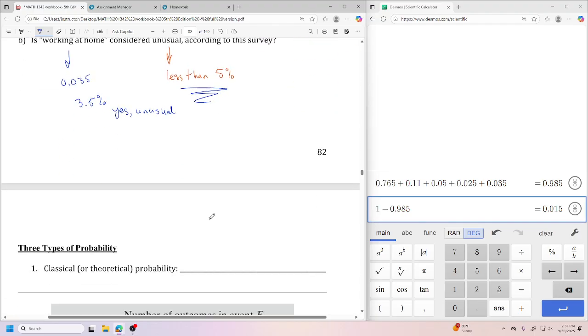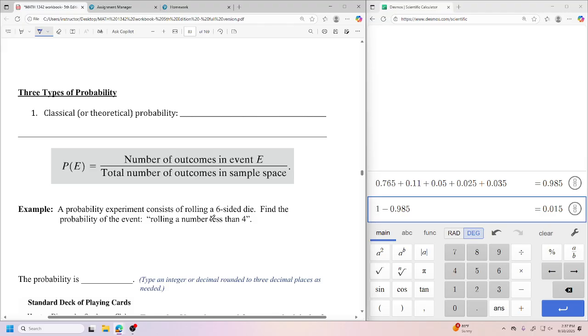Keep cruising. Okay, so this is where it gets fun because we're actually going to do a real one. So classic probability. I'm just going to give you what I think this means. It means cards, dice, coins, and other things that have a fixed probability. And this is just my definition.